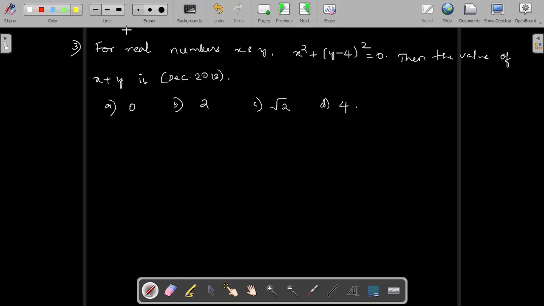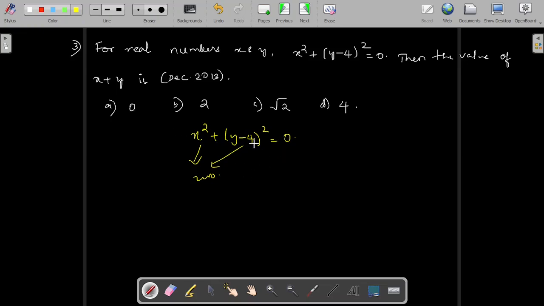See the third question. For real numbers x and y, x square plus y minus 4 whole square equal to 0. Then the value of x plus y is. See the expression, x square plus y minus 4 whole square equal to 0. So this sum equals 0. This is possible only when both the terms are equal to 0, because each is the square of a real number. The square of a real number can never be negative.